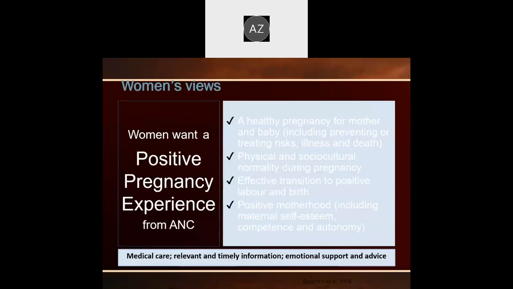Then let the women's view of pregnancy be positive. Let them speak about the experience from ANC. Healthy pregnancy for mothers, physical and sociocultural, effective transition to positive labor and birth, positive motherhood. This is very key. So when we meet next, we're going to speak about the high-risk approach.